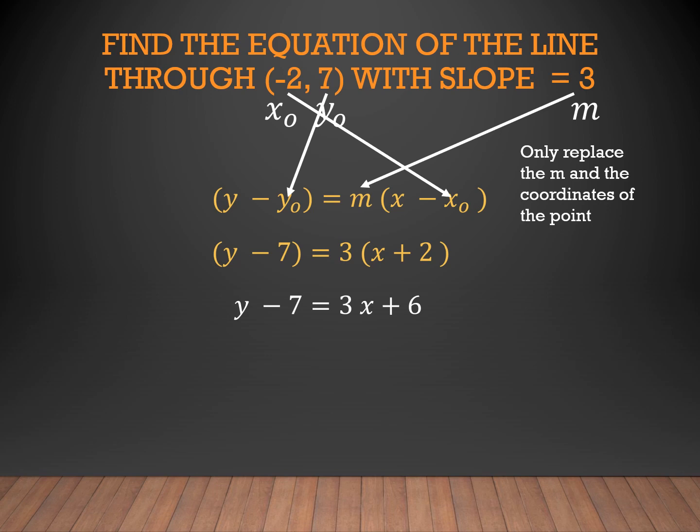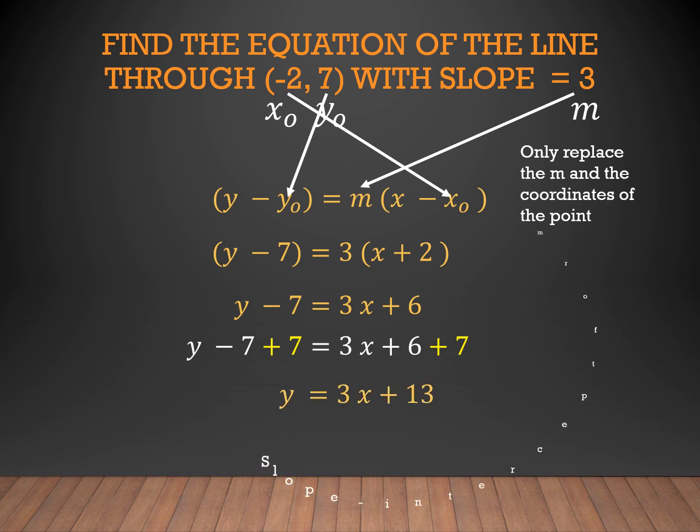So we need to distribute the 3. Now add 7 to both sides. Therefore, y equals 3x plus 13. And we call this form the slope-intercept form. The slope is 3 and the y-intercept is 13.